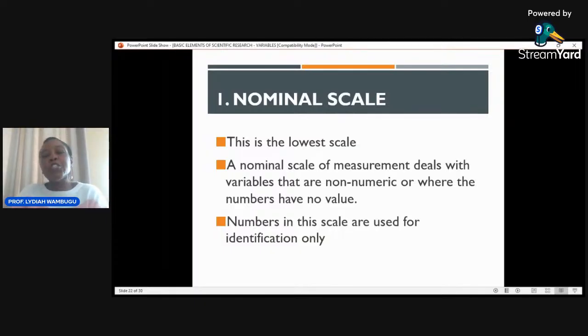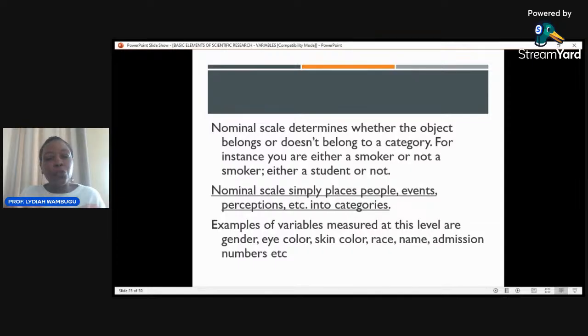He is L50 stroke 10,000. It identifies another one called Mukami. She is L50 stroke 10 stroke 2030. You know, they are not anything. So any number attached to them has no value at all. So the work of nominal scale is to determine whether you belong or you don't belong.